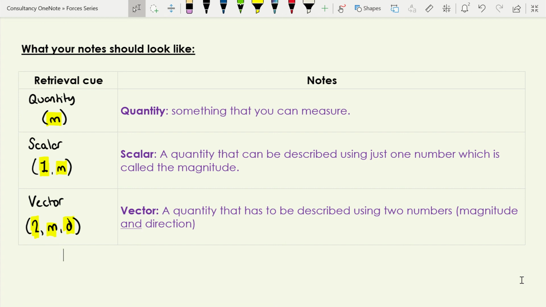So quantity, oh, that's something that you measure. That's why there's an M. Scalar, it's one number used to describe it, and that's its magnitude. So that's what we've got there, and that's where we'll finish off with this video.